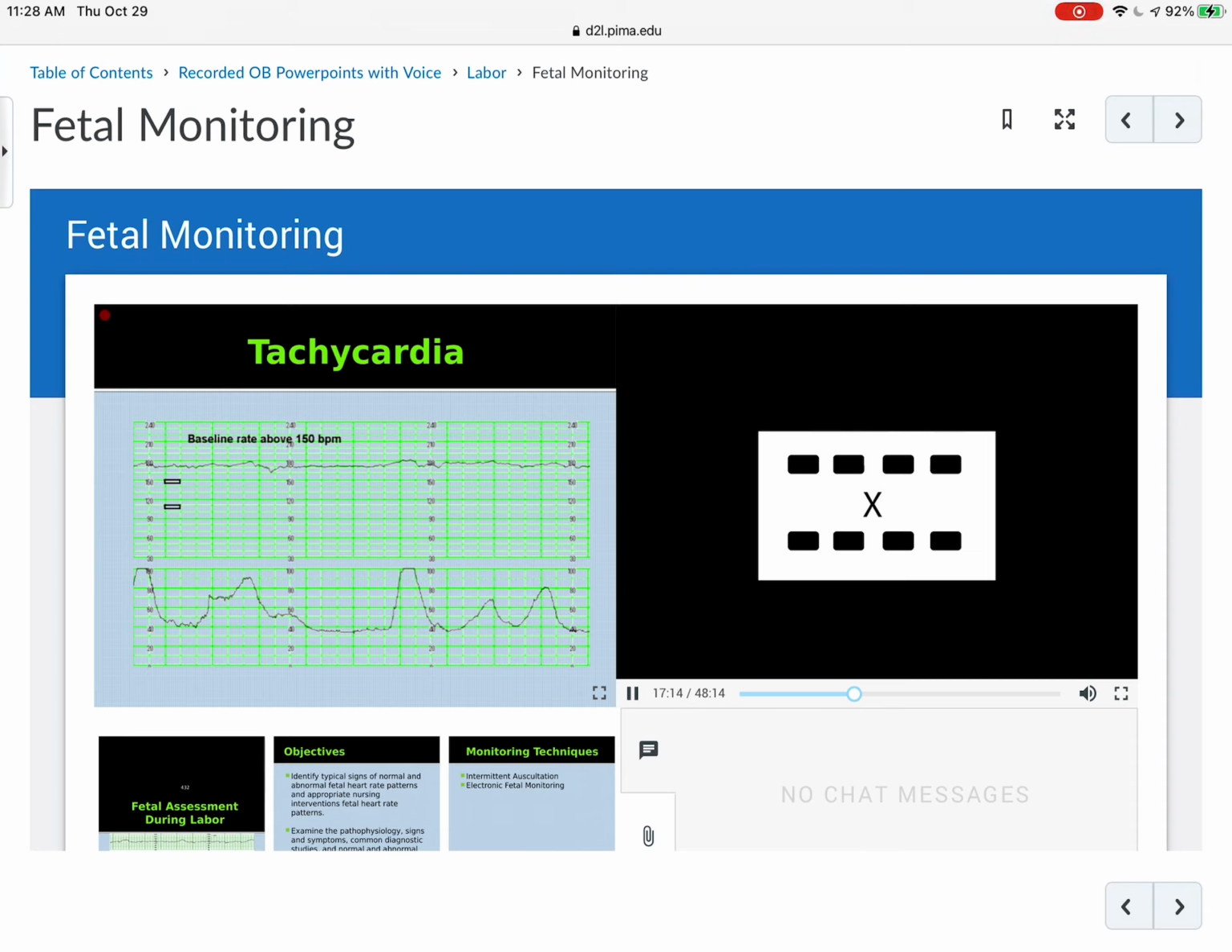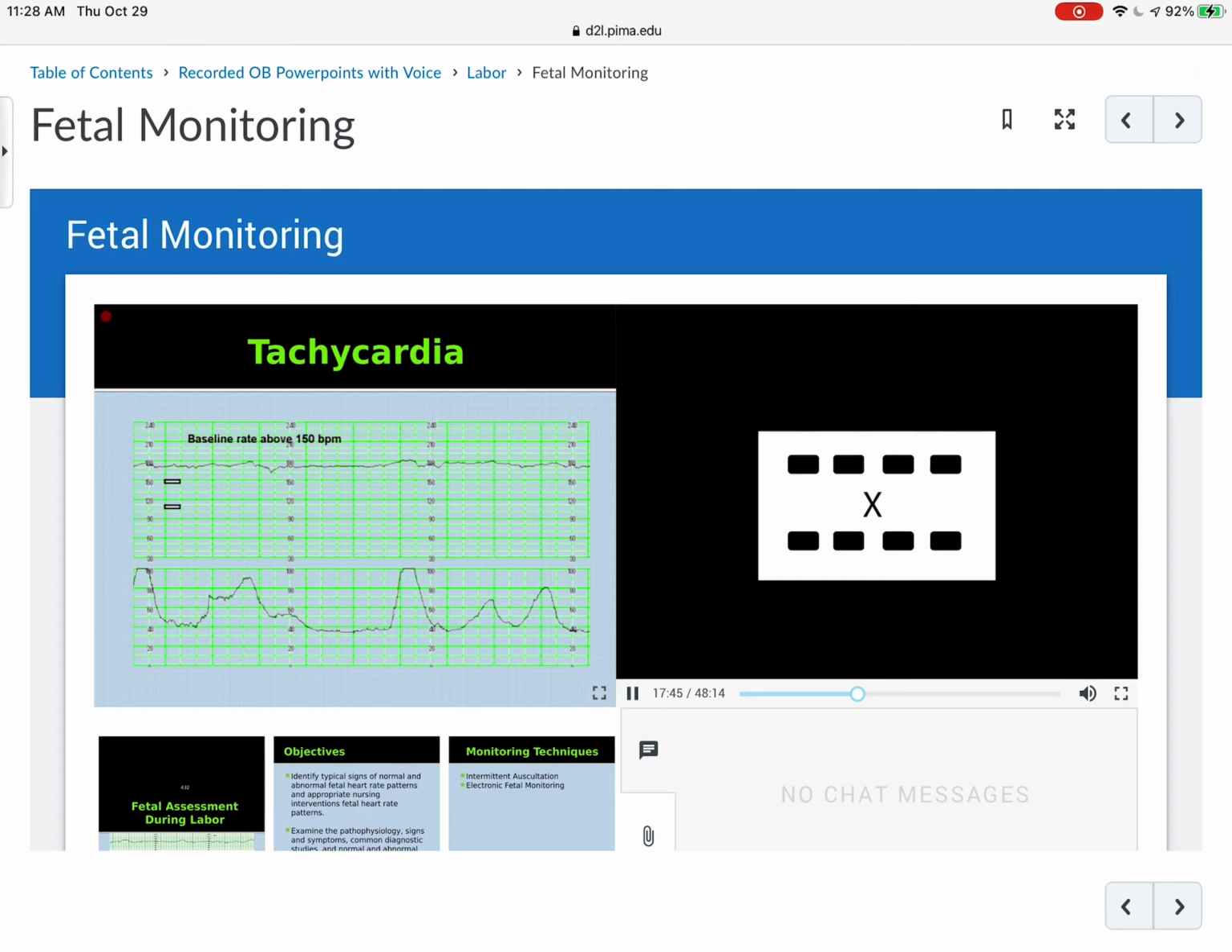So if we look at this strip here, we can see that the baseline is probably about 170. We already said anything greater than 160 would be tachycardia. We can see that this patient is contracting, and some of those contractions are lasting more than a minute. Now, if my patient had been fine laboring and all of a sudden I saw some tachycardia, I'm going to tell you what my first thought would be. My first thought would be, and I would have to go into the room because this is an abnormal rating.